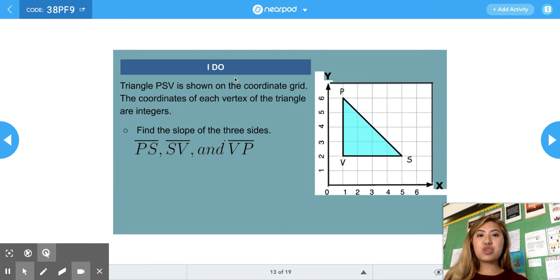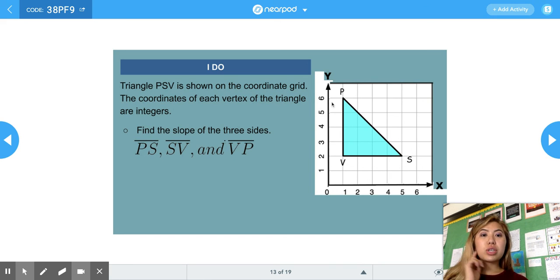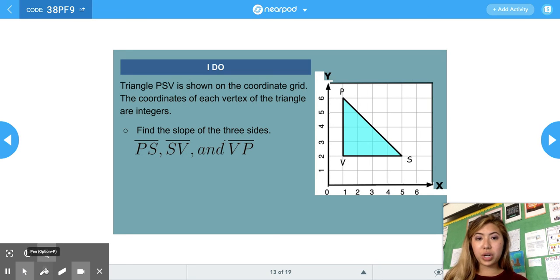For this I do problem, it says triangle PSV is shown on the coordinate grid. The coordinates of each vertex of the triangle are integers. Find the slope of the three sides. So the slope of PV and VS, or I guess the change in y would be given by PV and the change in x would be given by SV. So we're going to go ahead and do that.